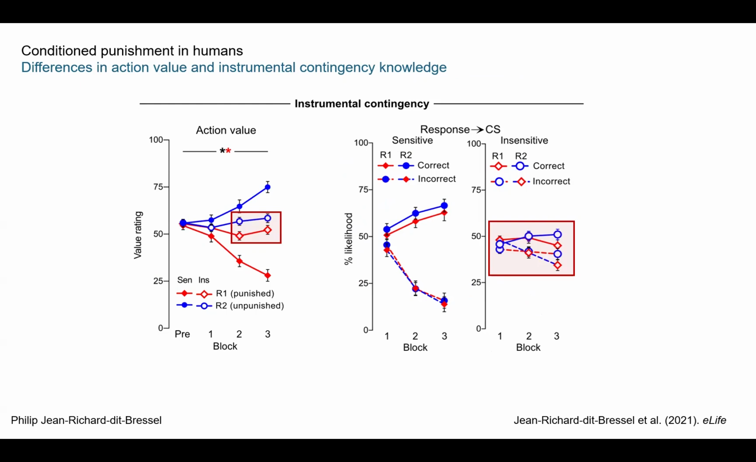Where they differ is in the values that they're placing on those actions, derived from the knowledge that they have about those actions. The sensitive participants know that when they click on planet 1, response 1 leads to punishment, or leads to ship, and response 2 leads to the other ship. The insensitive participants don't learn that. I'll show you what they learn. And the consequence is that the sensitive participants value the action that's not punished, and they don't value the action that is punished, whereas the insensitive participants equally value both actions.